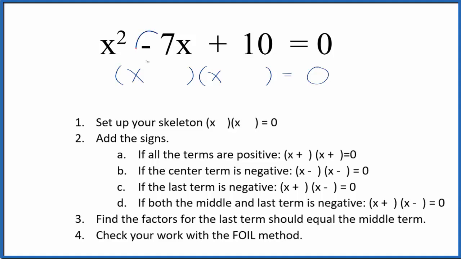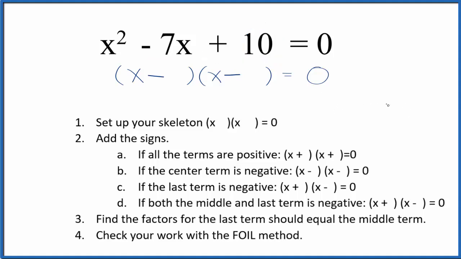So I see this negative term in the center. If the center term is negative, I'm going to have two negatives in my skeleton. So I'll just put a negative here and here. Now we can find the factors for the last term that'll equal the middle term. So this is our last term and we want the factors to equal the middle term.